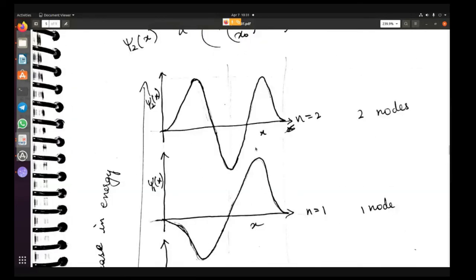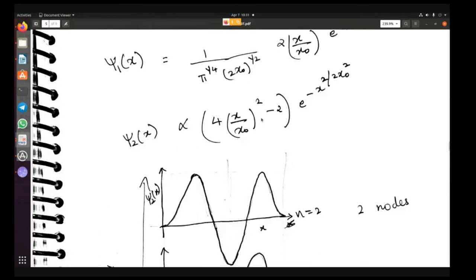One thing I want to ask you: since these wave functions are in a harmonic potential, are they going to tunnel or are they not going to tunnel? Meaning, is the probability of finding the particle outside the potential 0 or non-zero? Please let me know. What do you think?